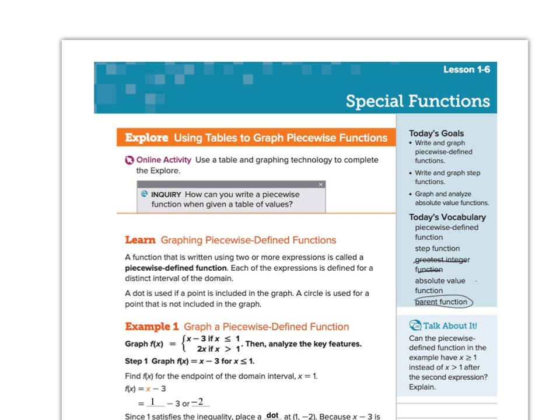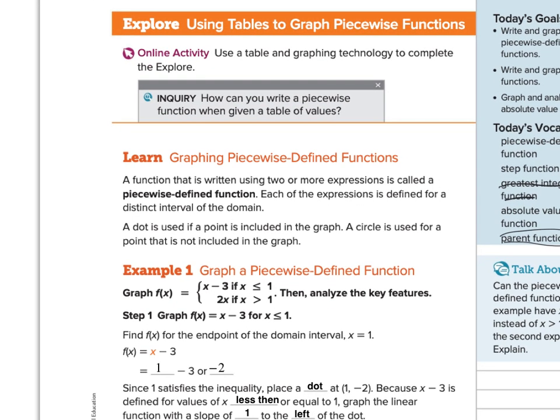Now, again, these should be a review, but let's just talk about the characteristics, and I will bring in some Algebra 1 references and how we learned it there to help with some of these lessons. So, a piecewise defined function: a function that is written using two or more expressions is called a piecewise defined function.